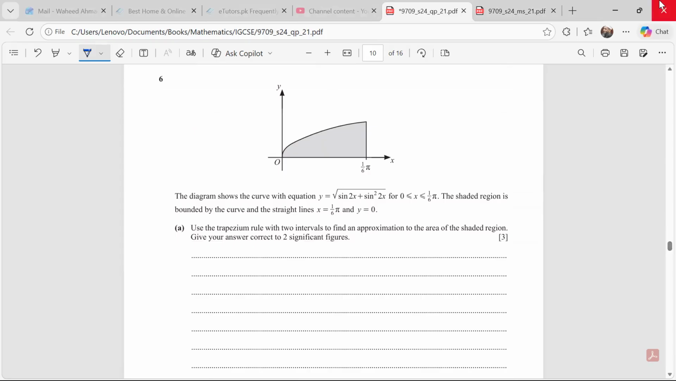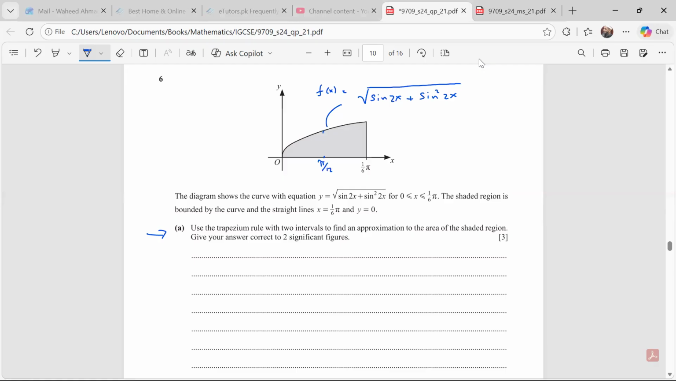So we are given a function, given as the square root of sine 2x plus sine squared 2x. This is the function f of x, you can call it. It is defined between 0 and pi by 6. The first part is to find the shaded area using the trapezoidal rule, and you can make two intervals. This is pi by 6, so I can make pi by 12, two intervals, pi by 12 each.